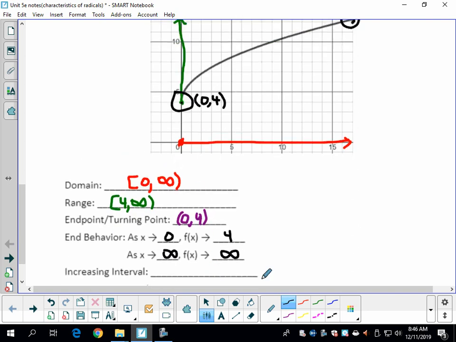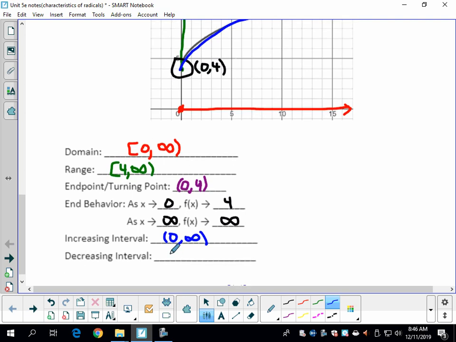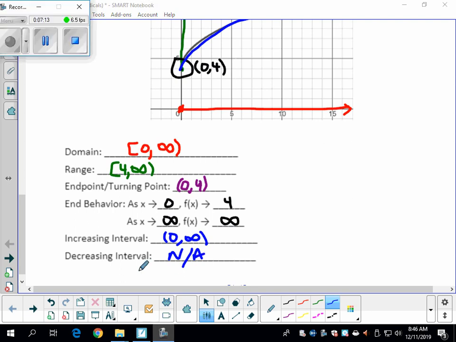Increasing interval. Let's look at this graph here. As the graph goes along, it's continually going up again. So very much like our last one, it's going to increase from, oh, hold on, not from negative infinity. It's going to increase from 0, these are the x values, and it's going to increase forever to infinity. It can't increase from negative infinity because the x values don't go to negative infinity. And it doesn't decrease, so not applicable again, or none you can write. Those are notes on characteristics of radical functions.